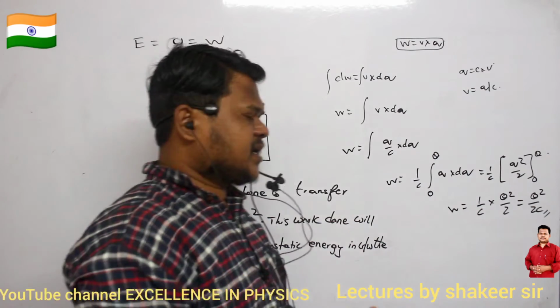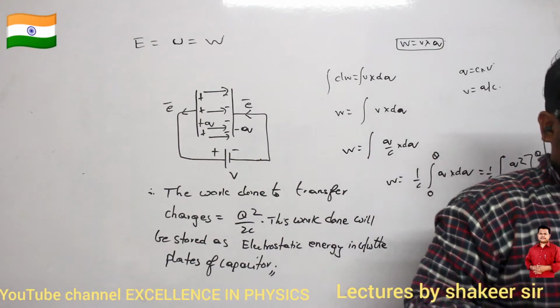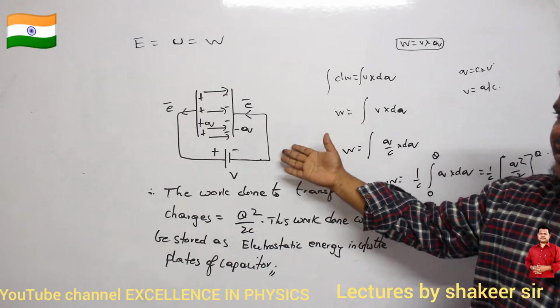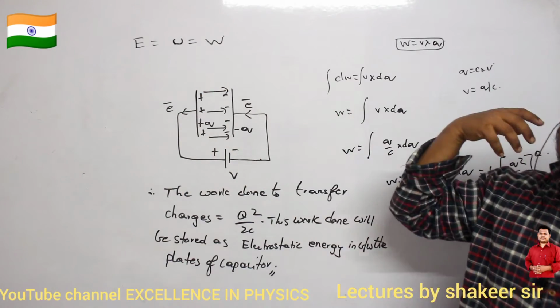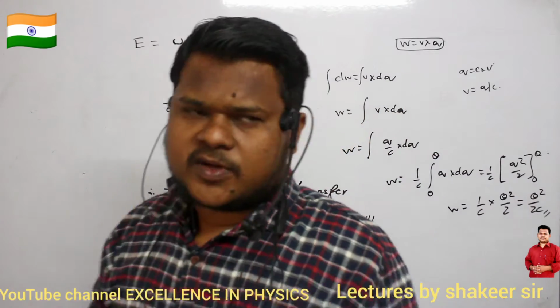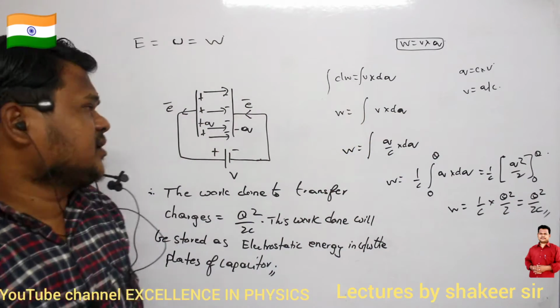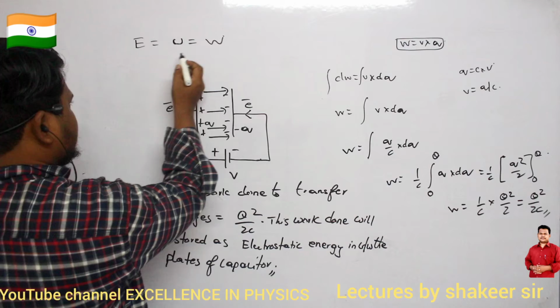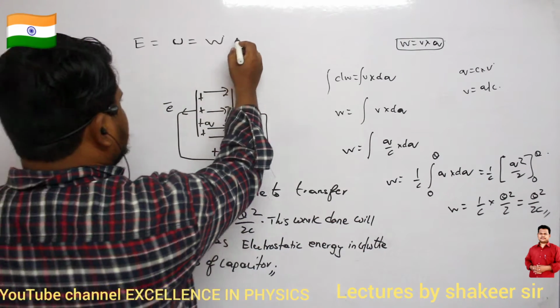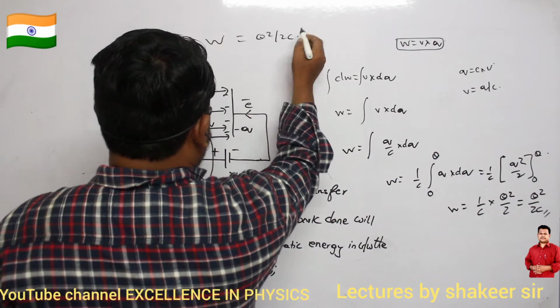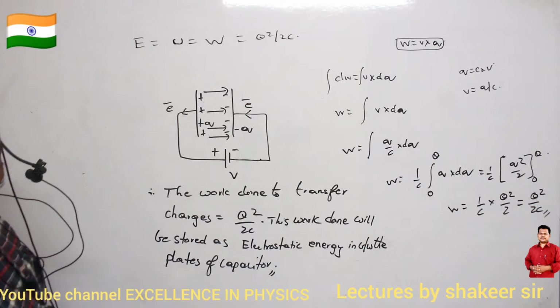Clear? So mechanical energy, we have two types, no? Kinetic energy and potential energy. Definitely this is not kinetic energy. This is the energy possessed only because of the arrangement of charges. So this is what kind of energy? This is potential energy. So work done in the form of energy, which is stored in the form of potential energy, is equal to Q square divided by 2C.